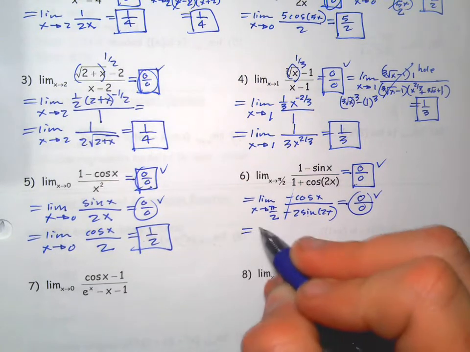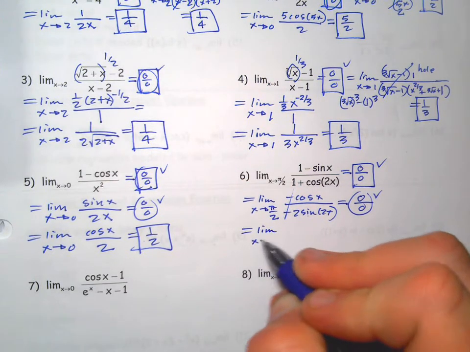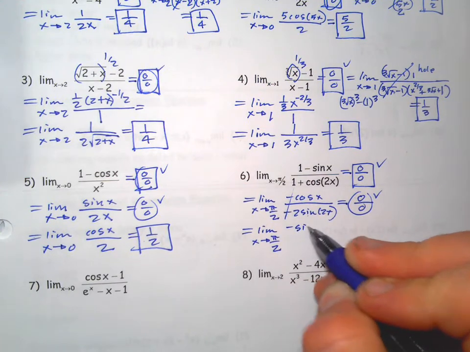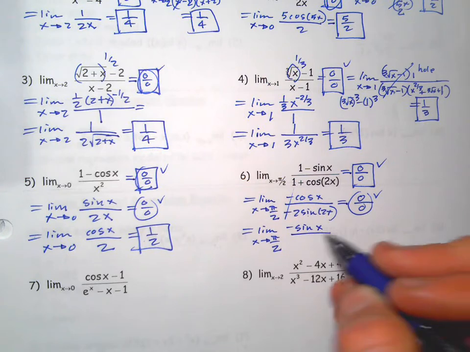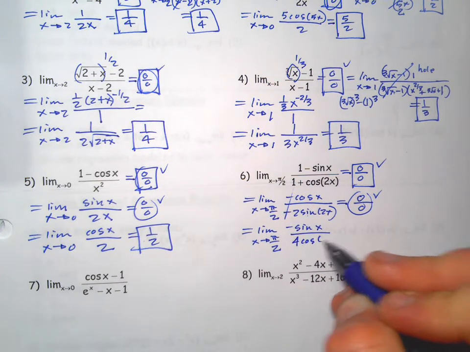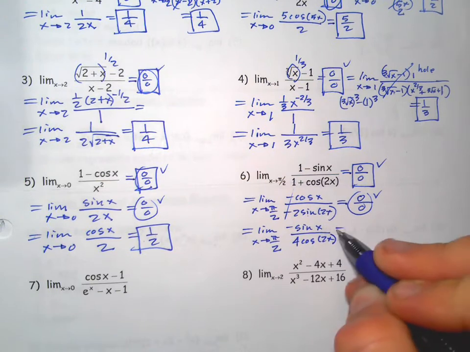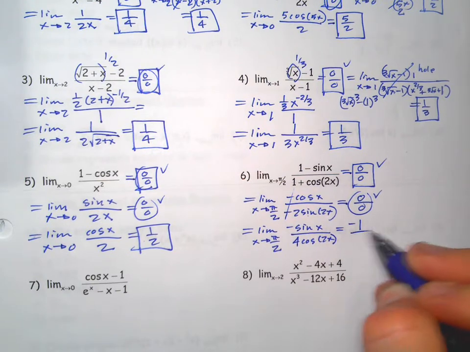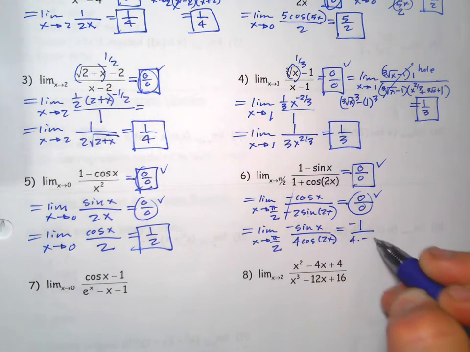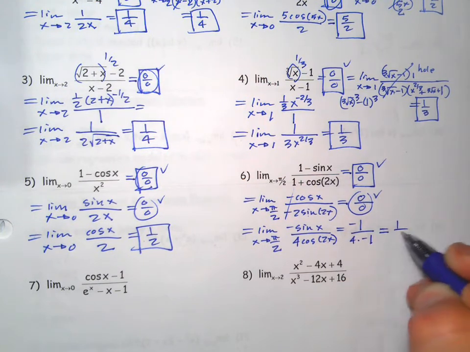So I guess we're going to do it again. Negative sine x. I got rid of the negatives. Over 4 cosine 2x. Plug pi over 2 in here. Sine of pi over 2 is 1, so you get -1. Cosine of pi is -1. So we get positive 1/4.